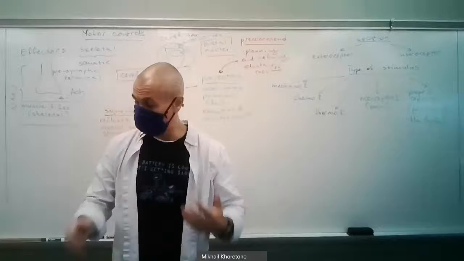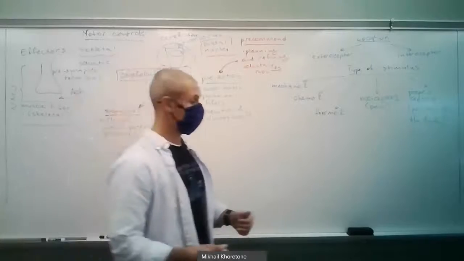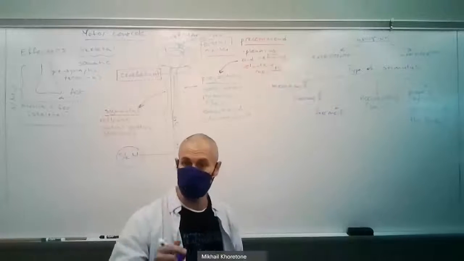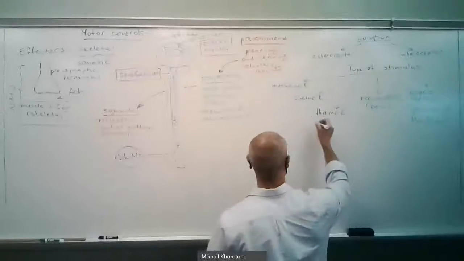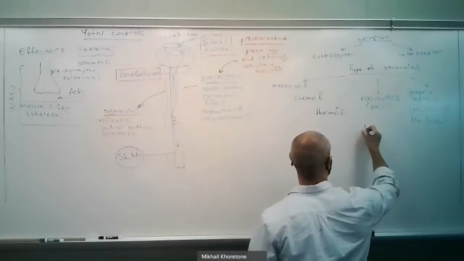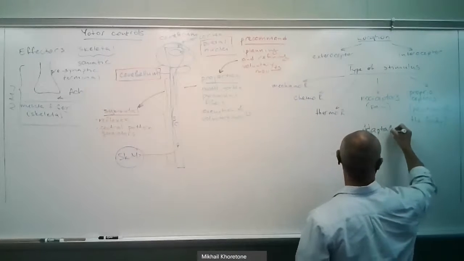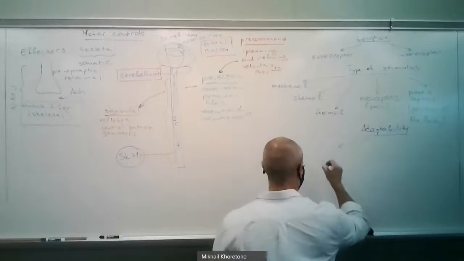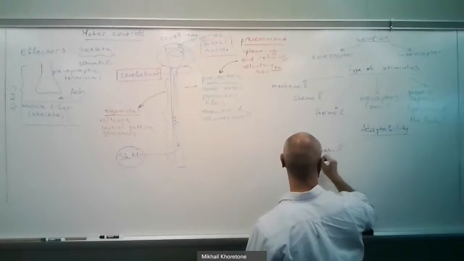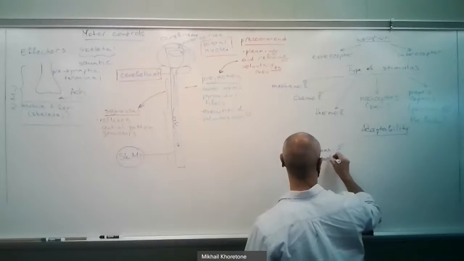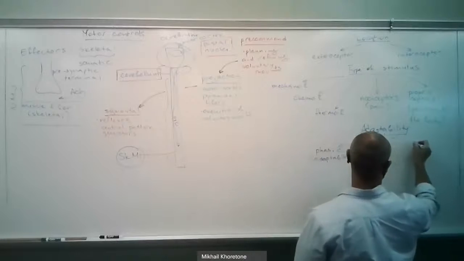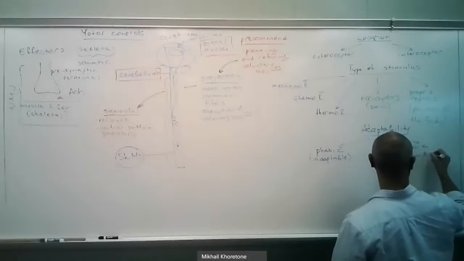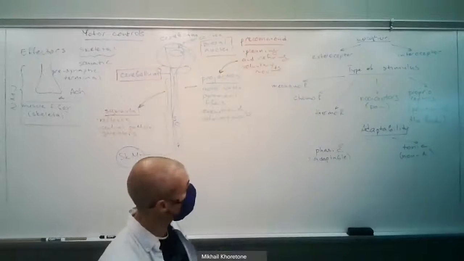Now, there are so many things to uncover here. Another interesting feature of receptors, the kind of action potential that, well, let's talk about adaptability first, because it kind of falls here pretty nicely. So adaptability. Receptors can be phasic, adaptable, and tonic, non-adaptable.